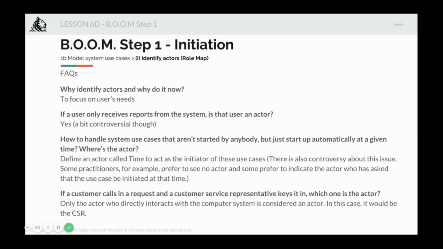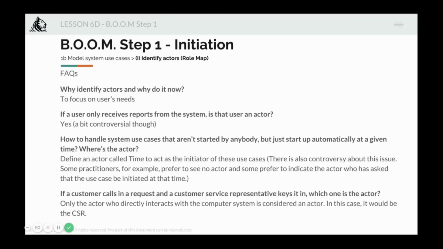So why should we identify actors and why do it now? Basically, you would want to focus on users' needs, right? And that is why you need to identify who the users are, and that's why you should do it right away. And if a user only receives reports from the system, is that user an actor? Well, there's no right or wrong answer to this. I would treat them as a user, but you can choose to do otherwise.